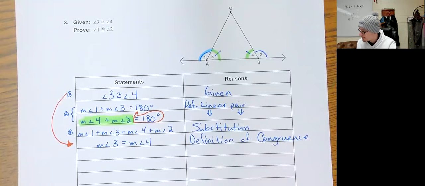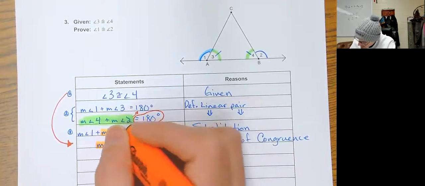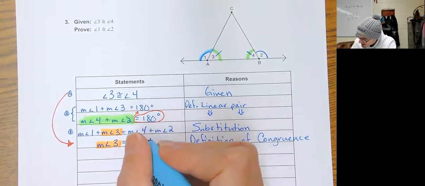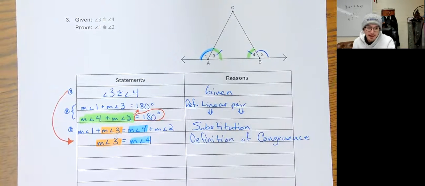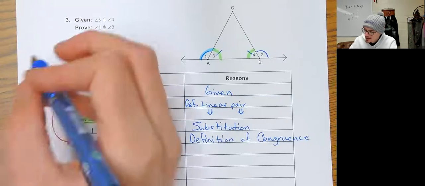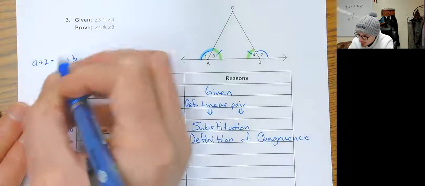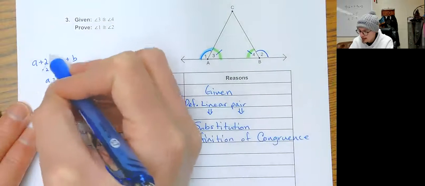Okay, now what is the point of that? Well, the point of that is I have two things that are equivalent on both sides of this equal sign in step 3. Can't you just get rid of them then? Right? If I had A plus 2 equals 2 plus B, wouldn't I just subtract 2 from both sides and get A equals B? I would cancel them out.